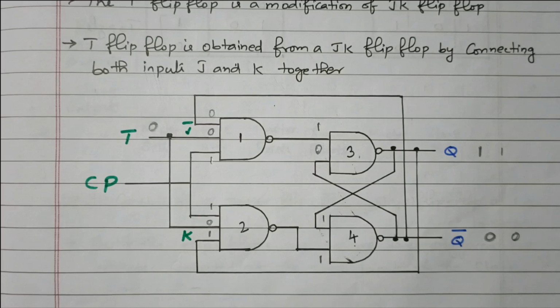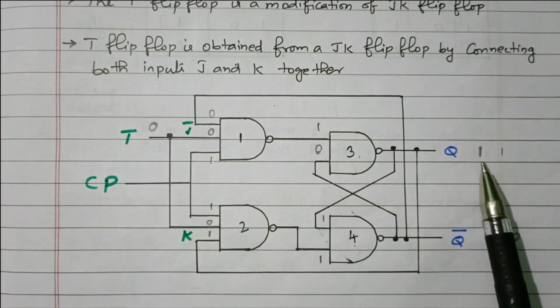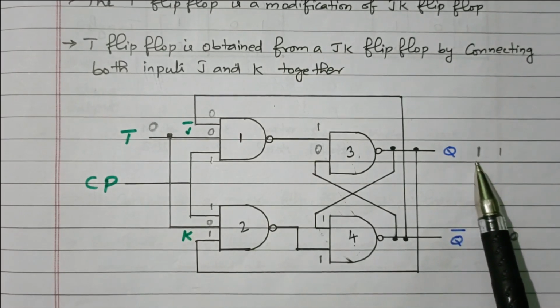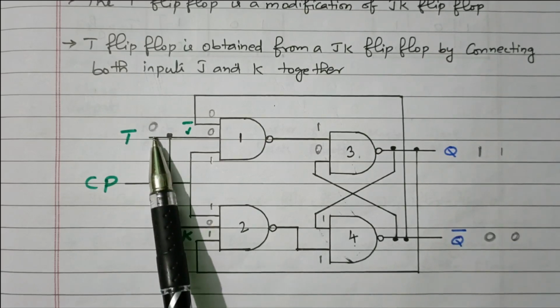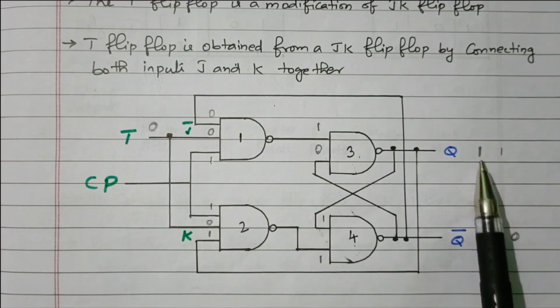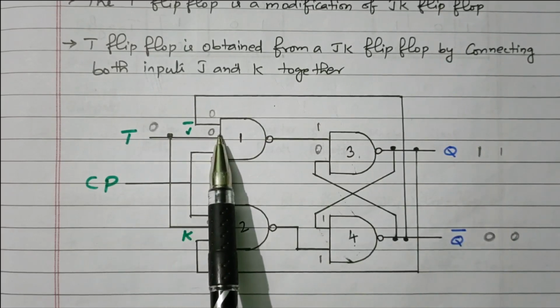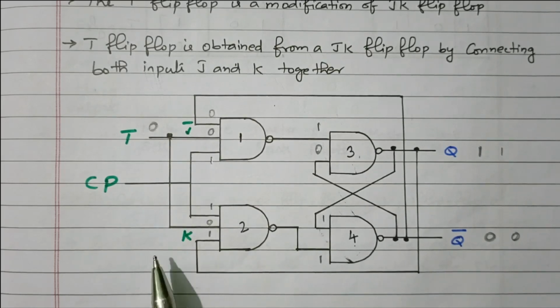So in this logical diagram, input is 0. Output is 1. The same 1 should be maintained. Now we'll check. If Q is 1 means Q bar will be 0. Right? T is 0, Q is 1, Q bar is 0. So the same 0 is given to NAND gate 1 as well as NAND gate 2 as the J, K inputs.